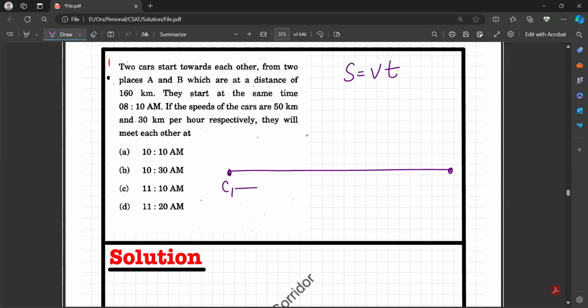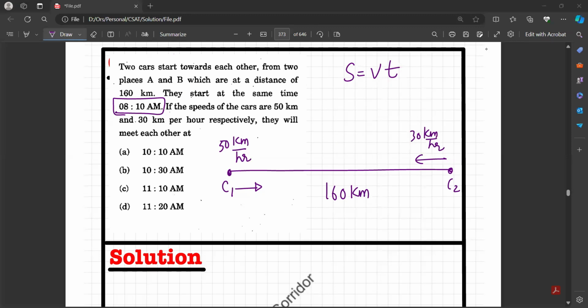Car 1 will go towards this side. Car 2 will come towards this side, and they are at a distance of 160 kilometers. They start at the same time at 8:10 a.m. If the speeds of the cars are 50 kilometers per hour and 30 kilometers per hour, who will travel faster? Car 1 will travel faster.